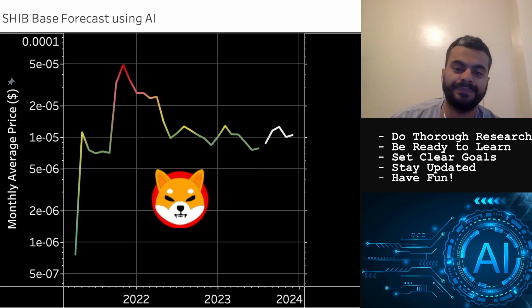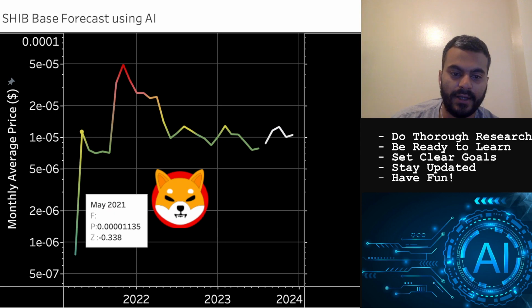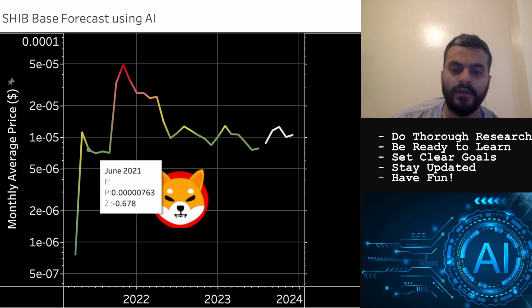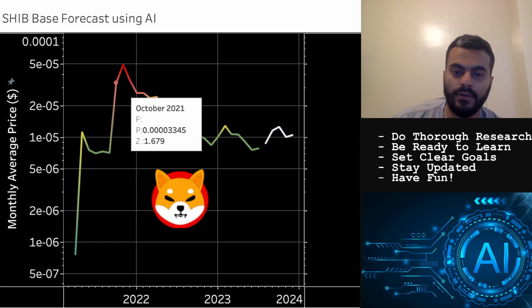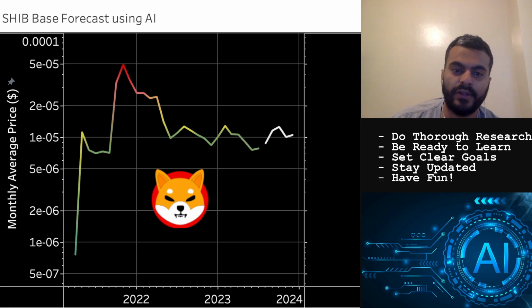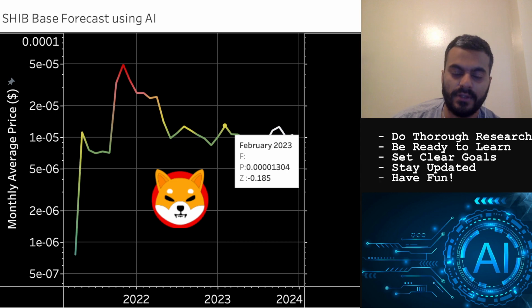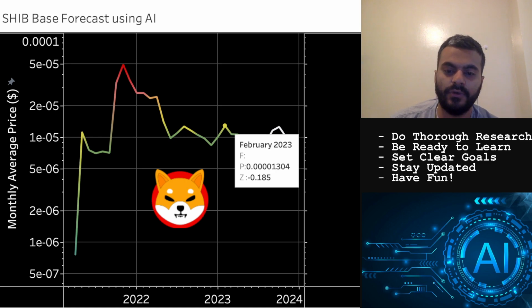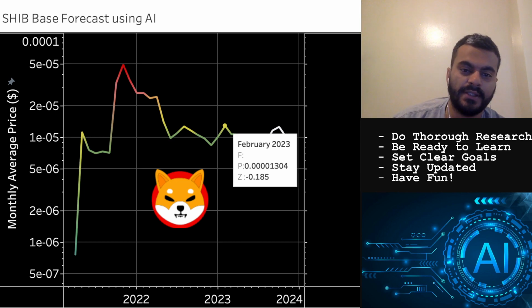So this is color coded again, as I said before, using z-score, and when the color code is green, that has historically been an undervaluation phase, whereas the yellow and red are kind of like overvaluation phases for SHIB. Although you can see that in February 2023, with price action after 4 zeros 1304, the z-score was negative 0.18. That means it is still lower than the average or the mean for the entire time series.